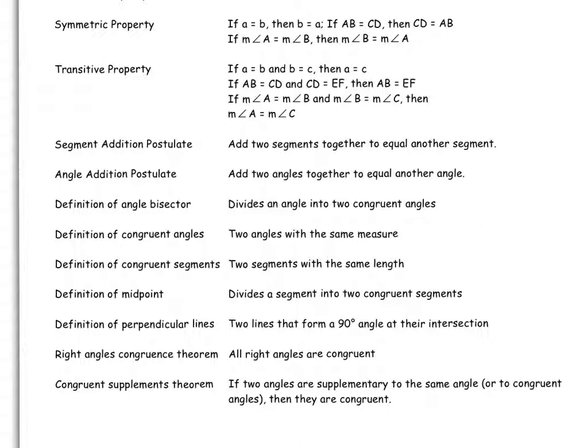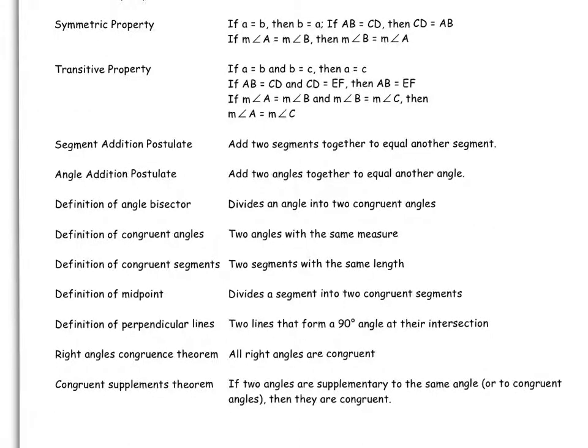Okay, the symmetric property is a repeat, and the transitive property is a repeat. So we have the segment addition postulate, which we've already talked about. I mentioned before that it works the same with the angle addition postulate. You can add two angles together to get a bigger angle. We've talked about angle bisector. We know what two congruent angles are. We know what two congruent segments are. Definition of midpoint, definition of perpendicular lines, right angle congruence theorem.